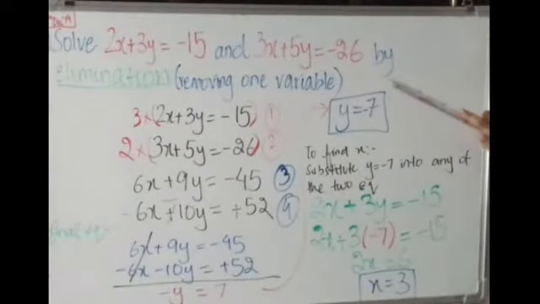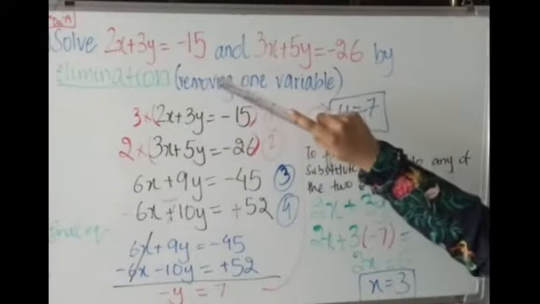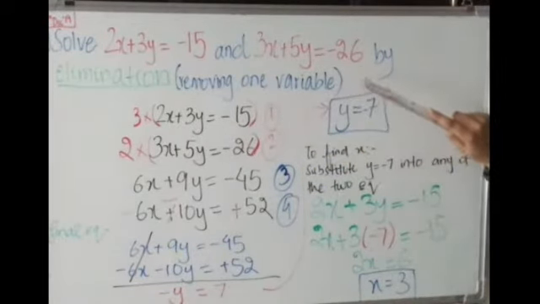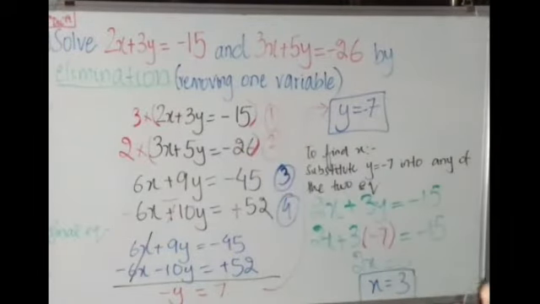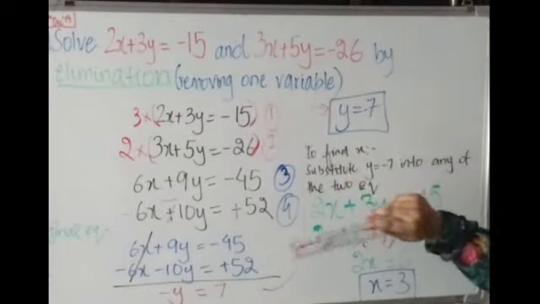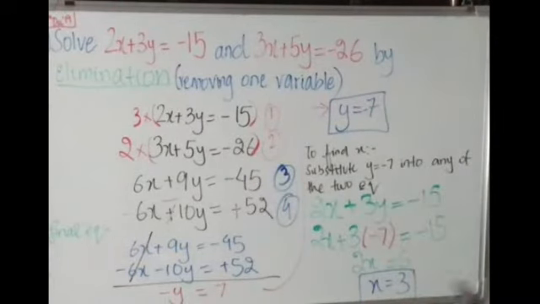Okay, so now we have a question which is 2x plus 3y is equal to minus 15 and 3x plus 5y is equal to minus 26, and the question says that we have to solve by elimination. Now, what do we mean by elimination? Elimination means here removing one variable. Now, the variable can be y also, it can be x also, depending upon the question.